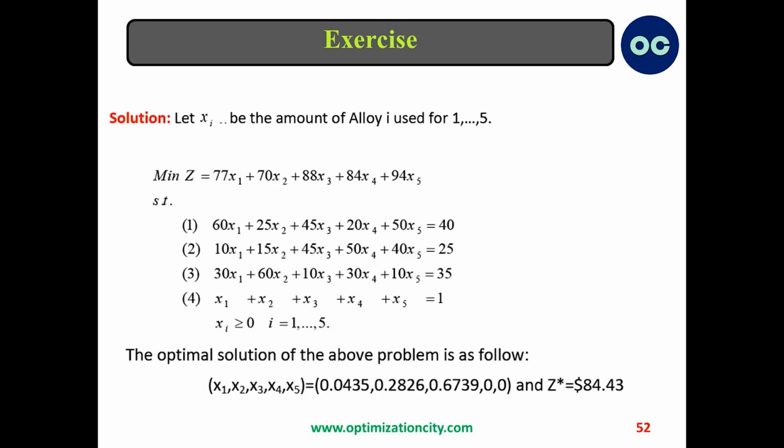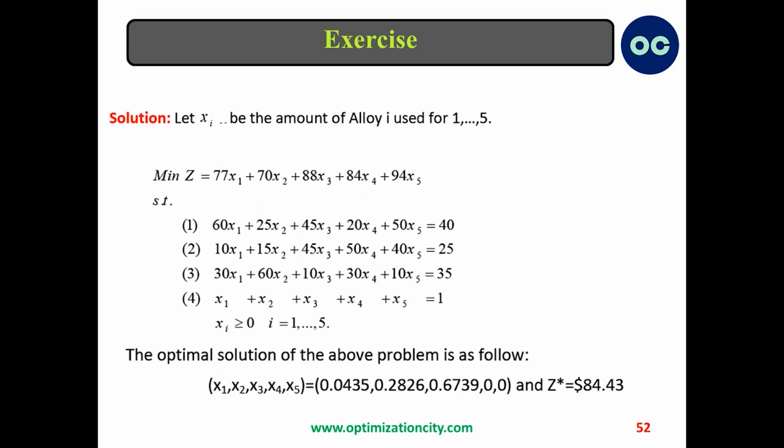For the solution, we will use xi to denote the amount of each alloy i used, where i ranges from 1 to 5. The company's objective is to find the optimal proportion of these alloys that can be blended at the minimum cost to create the new alloy. This problem can be formulated as follows.